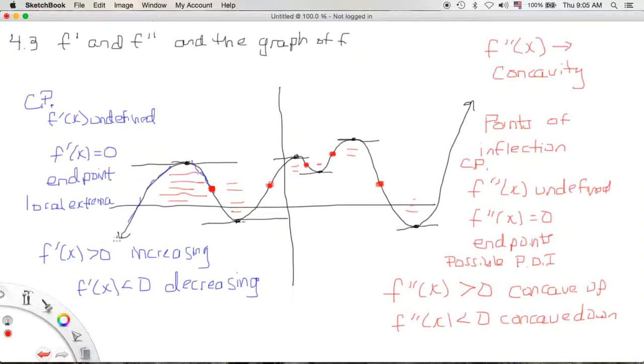So the first derivative tells us if the function is increasing or decreasing and tells us about extrema. And the second derivative tells us about points of inflection and concavity, whether it's concave up or down. So let's do an example of this. Let's say we have the function f of x equals, let's do this one, 60x squared plus 18x minus 4.